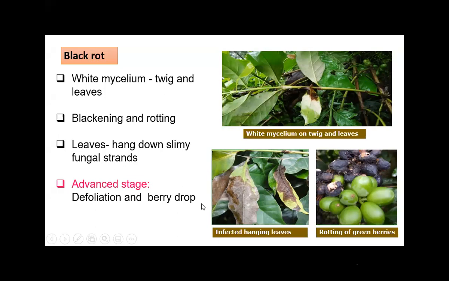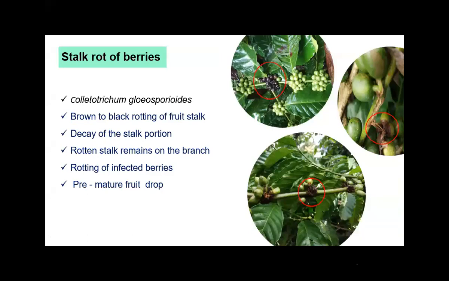In advanced stages, you can see the rotting of green berries. You can see here rotting of green berries. You can see the thread-like growth here, and in earlier affected plants it is rotting and then it defoliates. I mean, berry drop will be seen. That's about black rot. And coming to stalk rot, it is caused by a fungus called Pulvinotrichum bleosporidis.